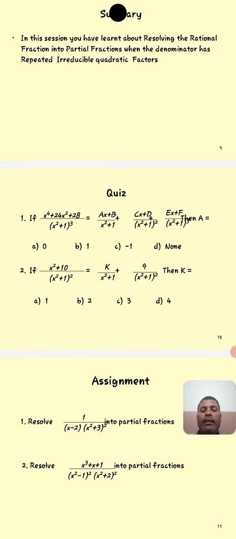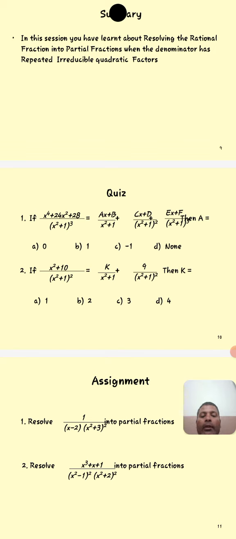Now we see the second question. Resolve (x cube plus x plus 1) divided by ((x square minus 1) whole square, (x square plus 2) whole square) into partial fractions. Now here also you observe the numerator degree and denominator degree and compare. This is also a proper fraction.